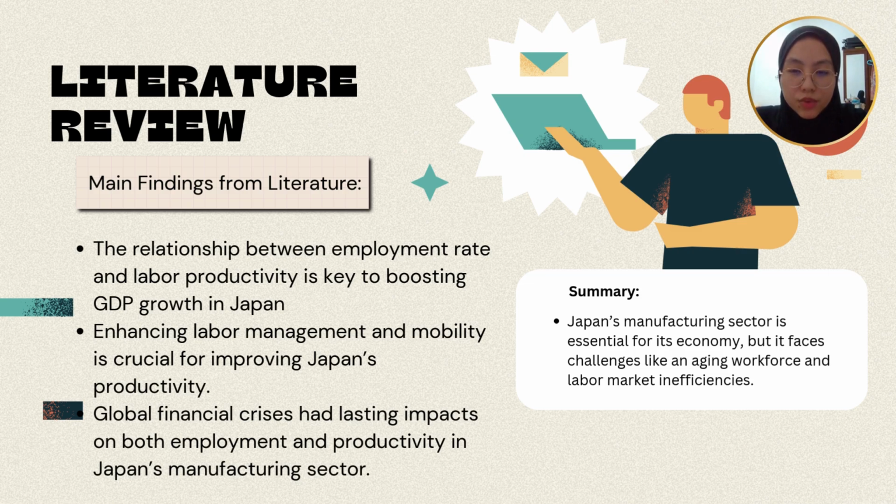From the studies we reviewed, we can draw a few important conclusions. First, the relationship between employment rate and labor productivity is crucial to understanding how the manufacturing sector influences Japan's GDP. Enhancing labor management and improving worker mobility could significantly boost productivity. Finally, the effects of economic crisis have been profound, showing the need for recovery strategies that focus on both employment growth and labor productivity. To summarize, the literature shows that Japan's manufacturing sector is essential for its economy, but it faces challenges like an aging workforce and labor market inefficiency.